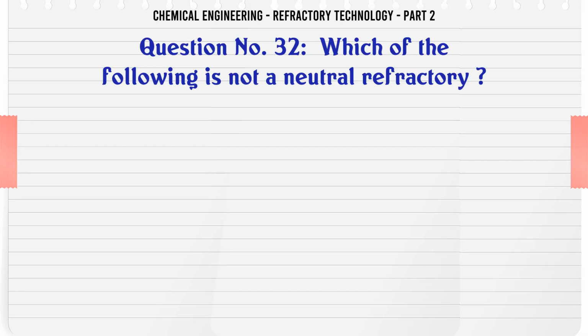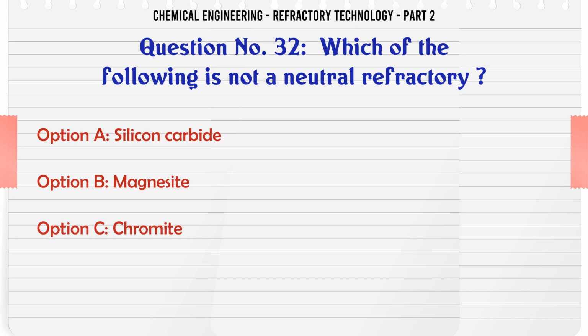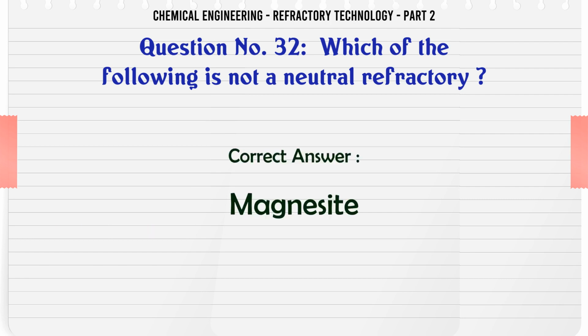Which of the following is not a neutral refractory? A. silicon carbide. B. magnesite. C. chromite. D. graphite. The correct answer is magnesite.